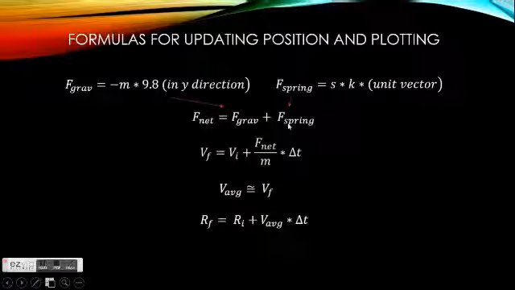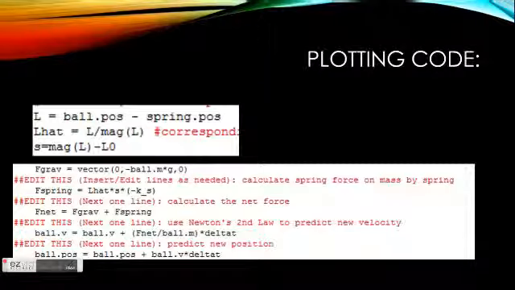So to update the position, we use Newton's second law, which is the final velocity equals the initial velocity plus F net divided by the mass times the change in time. And since the force is not constant, we can say that velocity average is equivalent to velocity final. So when we're updating the position, we know that R final equals R initial plus the average, which is the final velocity, times the change in time. We then implement these equations into our code, as you can quickly see here. And there we use F grav, F spring, and their combination to give us F net, and use this to update the ball's velocity and position.